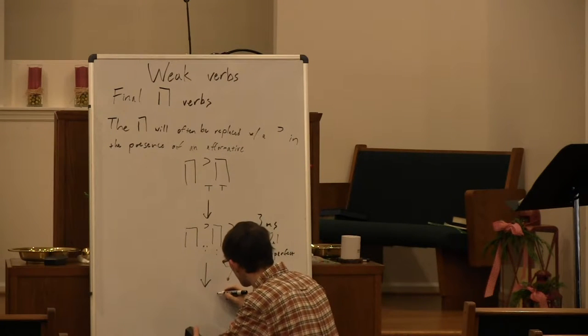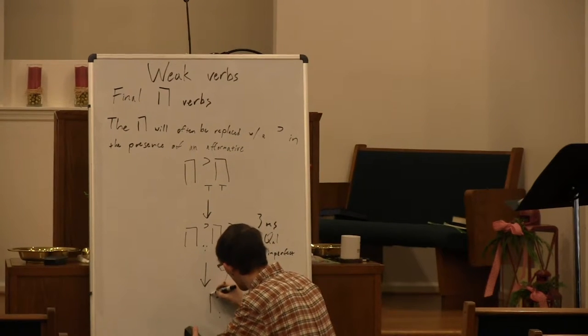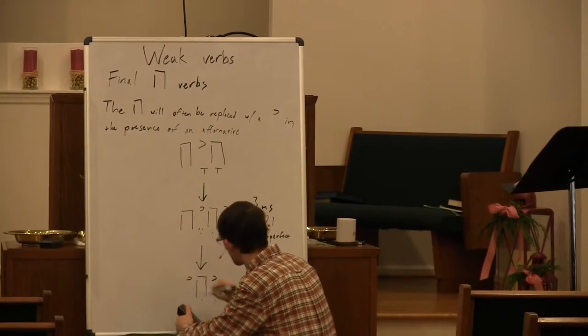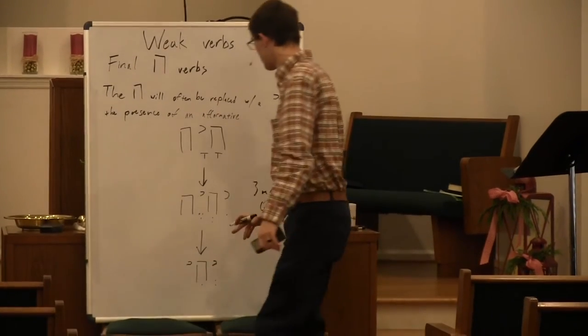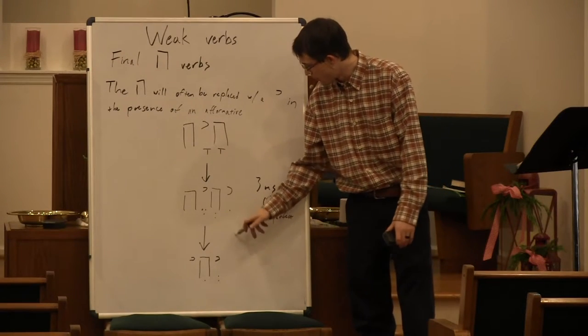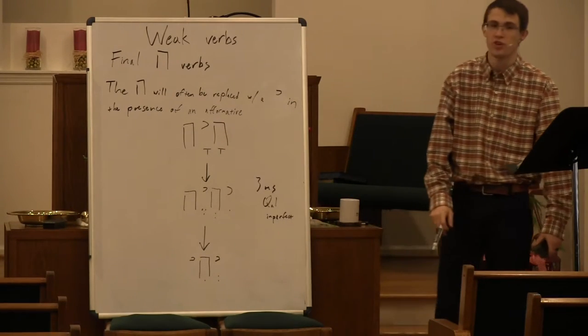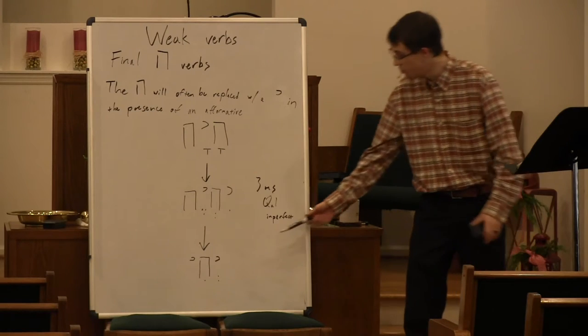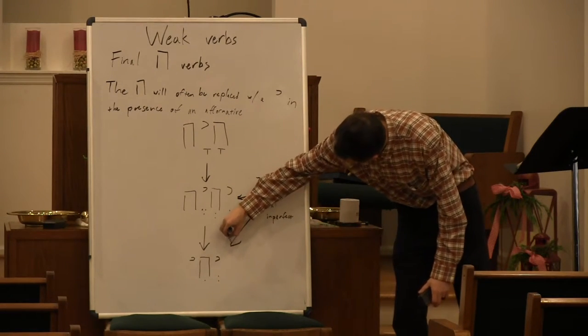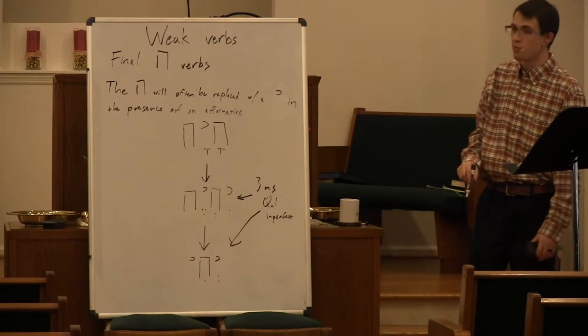That's not the only way it appears, though. It also appears this way sometimes. If you look at your Holladay lexicon, there's another way it can appear. So you've got one hey, whereas before you had two. The shva and the hiriq have changed roles. That means the same thing, "and it will be." So these are both third masculine singular imperfect forms.